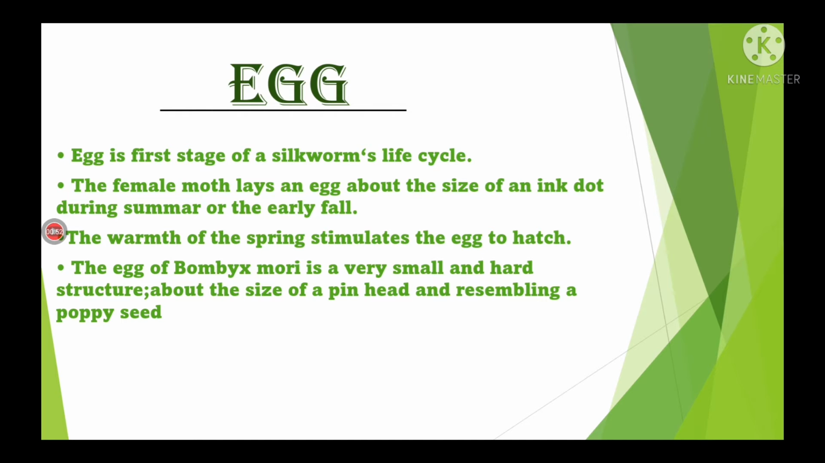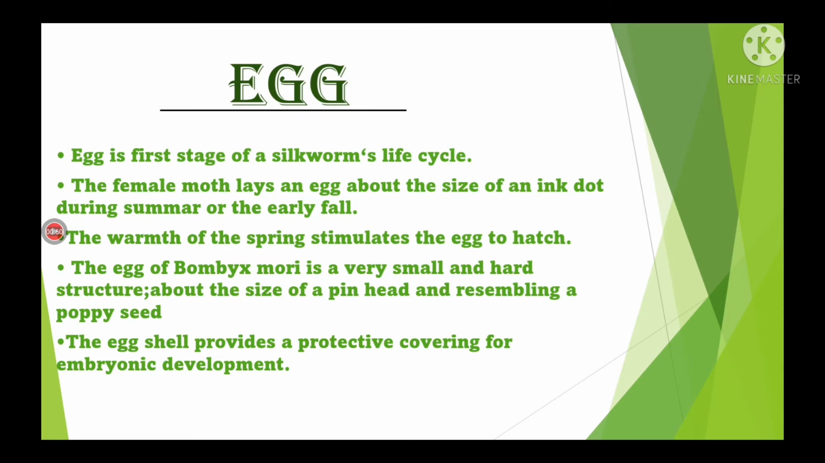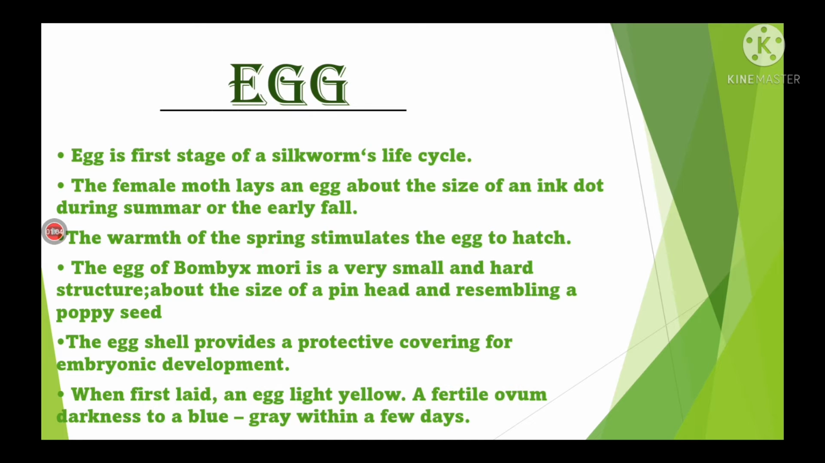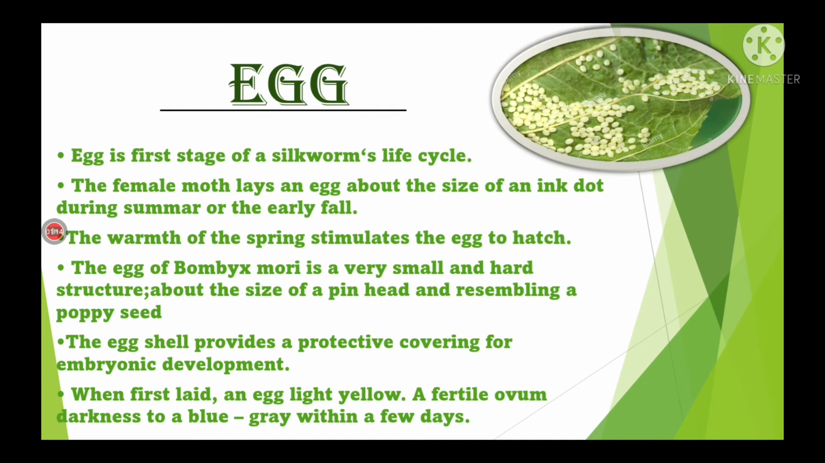The egg of Bombyx mori is a very small and hard structure, about the size of a pinhead and resembling a poppy seed. The eggshell provides a protective covering for embryonic development. When first laid, an egg is light yellow; a fertile ovum darkens to a blue-gray within a few days. Eggs of a silk moth.